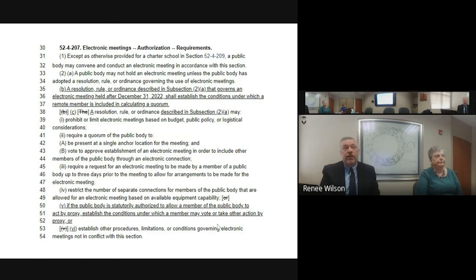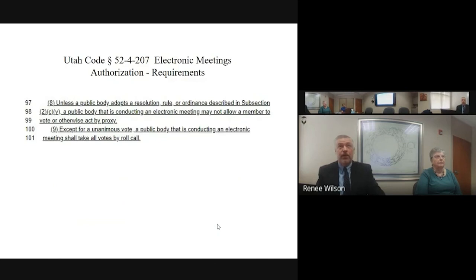And down in five, they added this. If the public body is statutorily authorized to allow a member of the public body to act by proxy, you have to establish the conditions under which a member may vote or take other action by proxy. So there are actually some out there that say, if you can't make it to the meeting, you can send a proxy for it. Well, you need to put that in the rules, because if you're doing everything by electronic, how do you know who it is that's actually there? So make sure you have your things put in. You have to do it before December 31st, 2022.